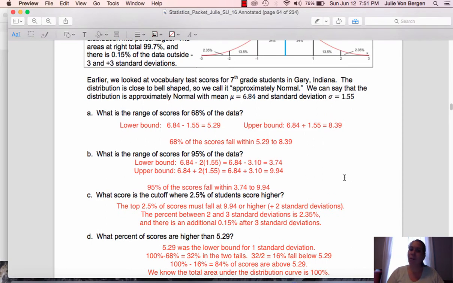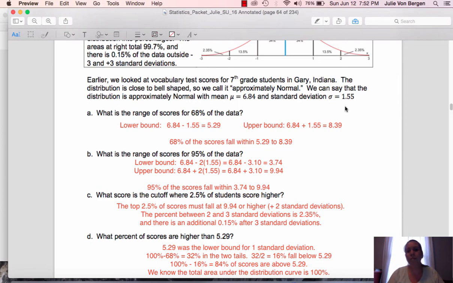So earlier we looked at the vocabulary test scores for 7th grade students in Gary, Indiana. And so that distribution was close to bell-shaped, so we call it approximately normal. We do this very often. If the graph is close to normal, we can go ahead and say it's approximately normal and use our normal distribution to calculate approximate values to give us guidelines. So that graph from the 7th grade vocabulary scores had a mean score of 6.84 and a standard deviation of 1.55. And notice we're using the Greek mu for the mean and the Greek sigma for the standard deviation.